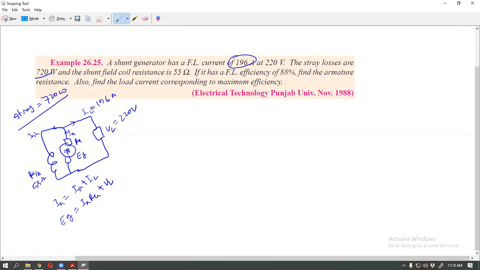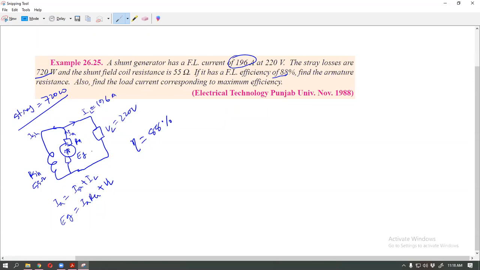It has a full load efficiency of 88%. What do you mean by FL, sir? Full load. Okay, the load is full load. Okay, full load efficiency of 88%.